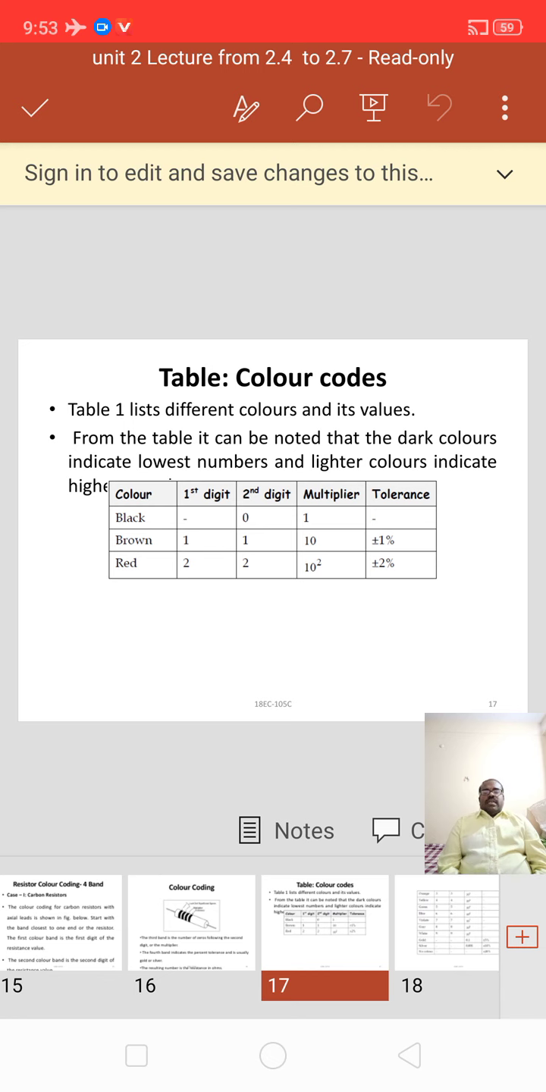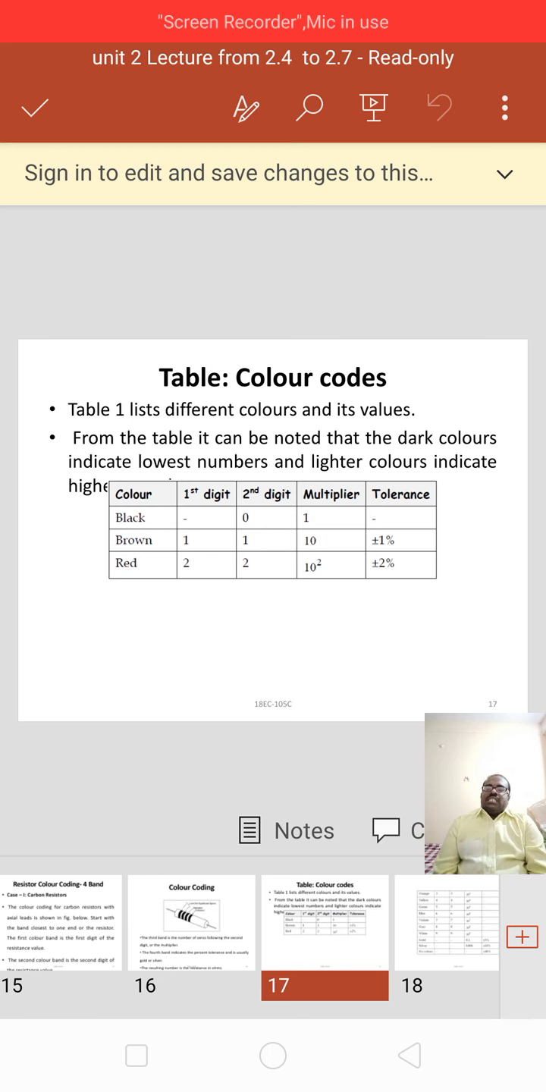Next, here there is a table which has different colors and different values. From the table it can be noted that the dark colors indicate the lowest numbers and light colors indicate the highest numbers. Here I have given colors as well as the 4-band technique codes.